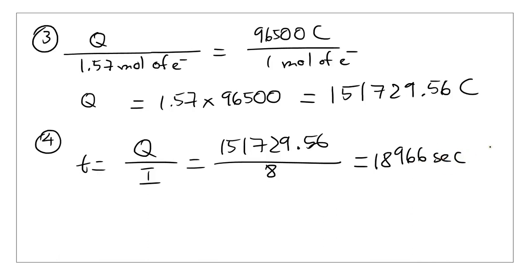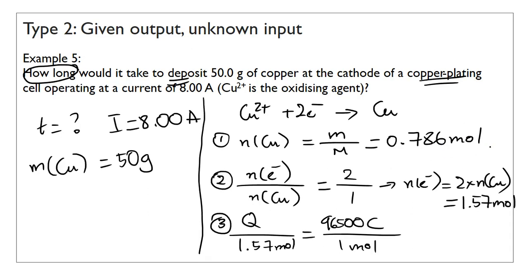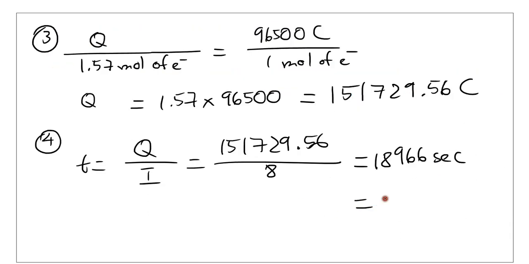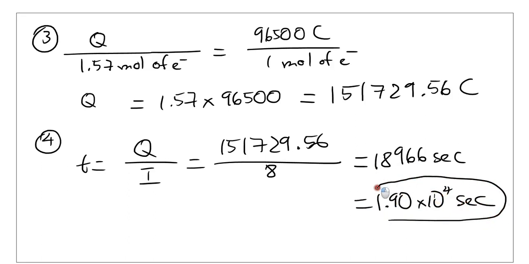seconds. I'm going to check sig fig. 3 sig fig, so 1.90 times 10 to the 4 seconds. I'm not going to bother converting it into minutes or hours, but you could if you want to. As long as the conversion is correct, you won't get penalized. That is example 5.